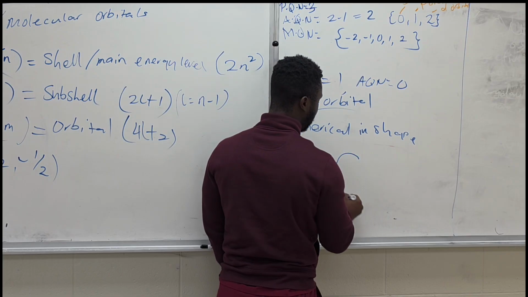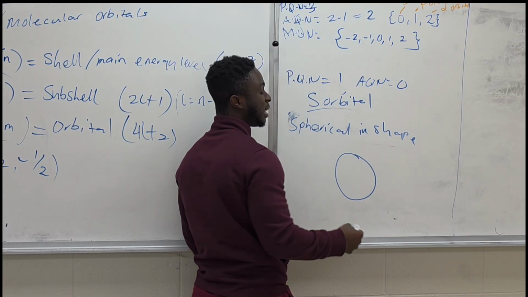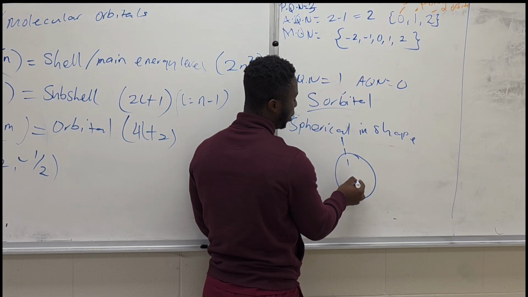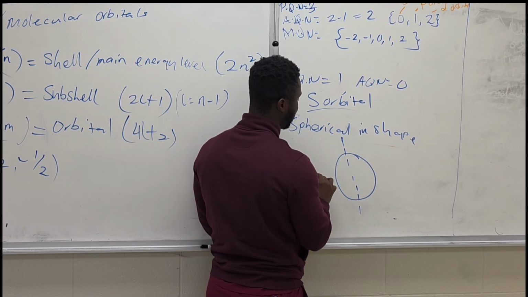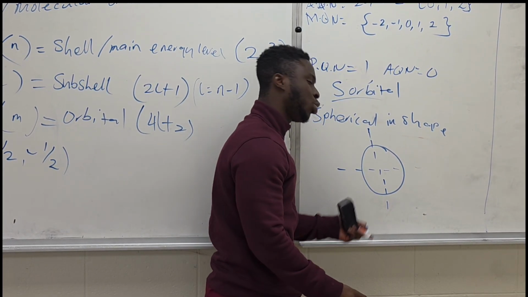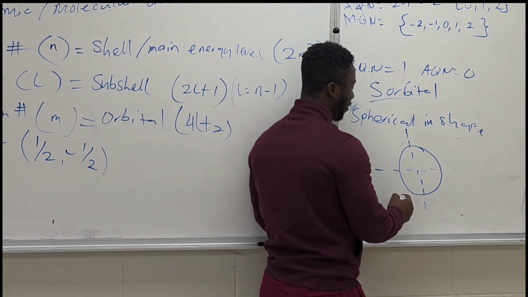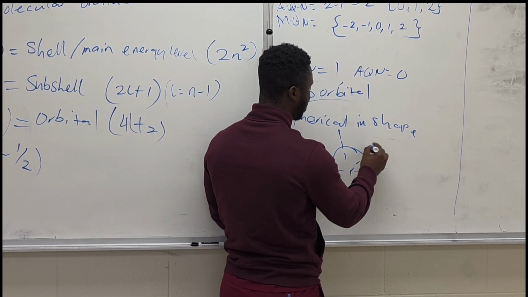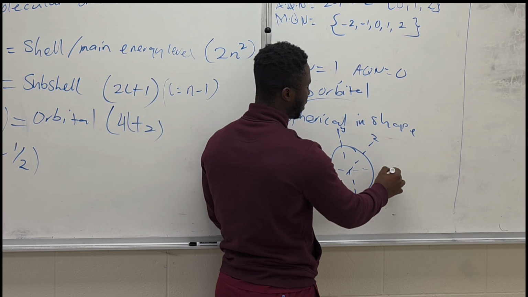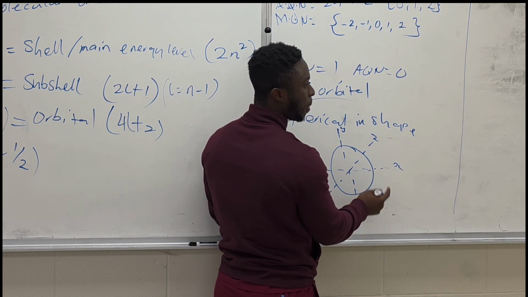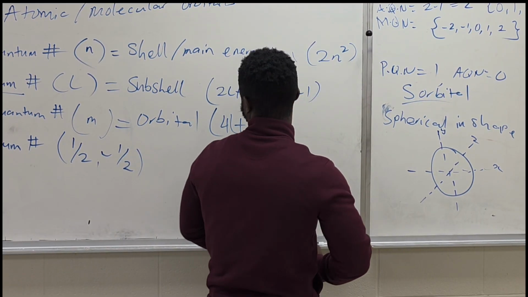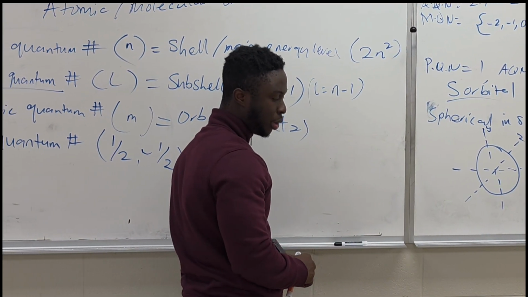Just a sphere like this. And since it is a sphere, if you draw a Cartesian plane through it, we're going to have the x-axis and the y-axis. And since it is a 3D sphere, not a 2-dimensional one, you're going to have an imaginary z-axis, right? So this is going to be my y, this is going to be my z, and this is going to be my x-axis. So this right here is going to be my s orbital. I hope we have that in mind.